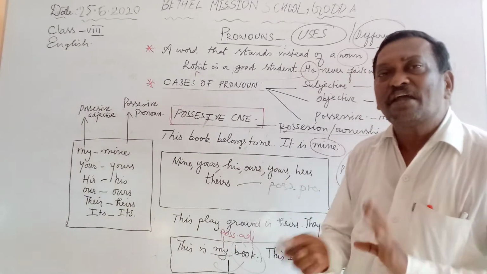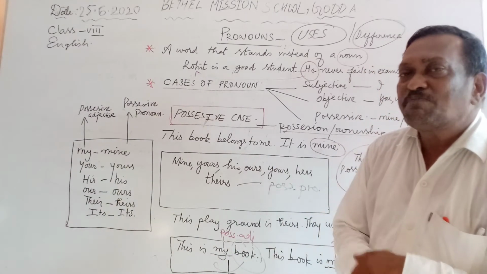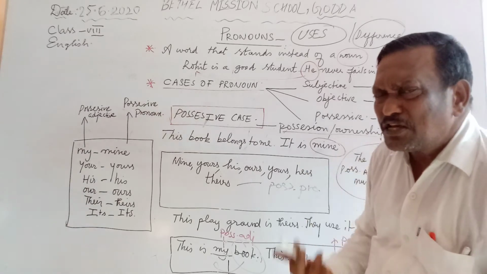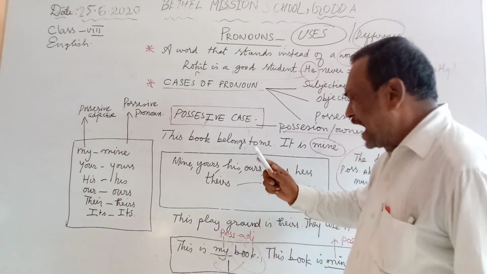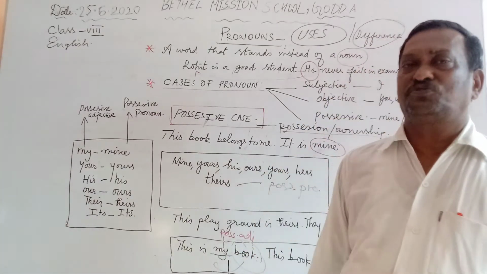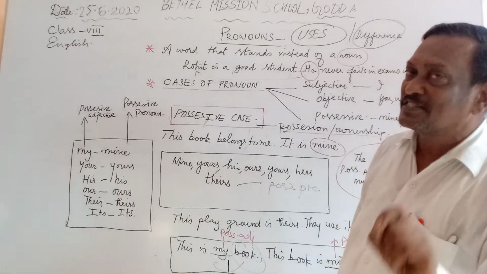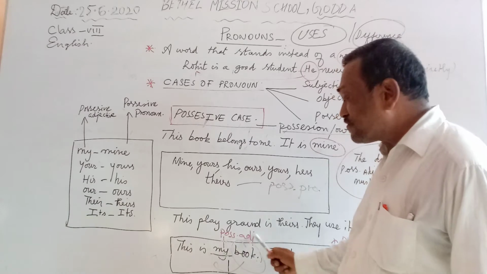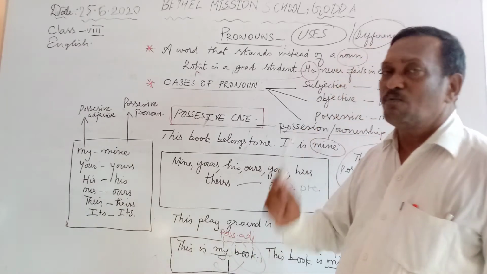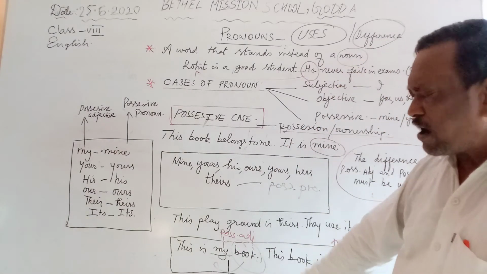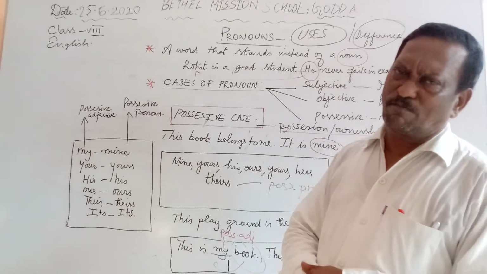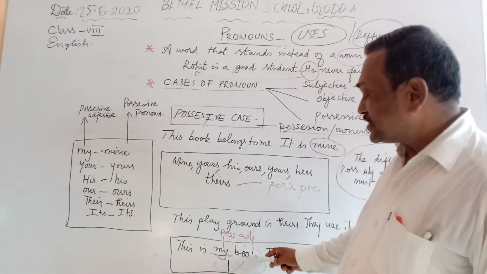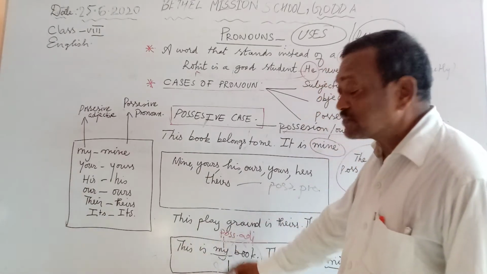So, how will I understand that a word is a possessive adjective? I will see the usage of the word and the place where it is used. That is the important thing. Where is the place of that word? Is it coming before a noun? Well, if it comes before a noun, it is not a possessive pronoun but a possessive adjective because it qualifies.